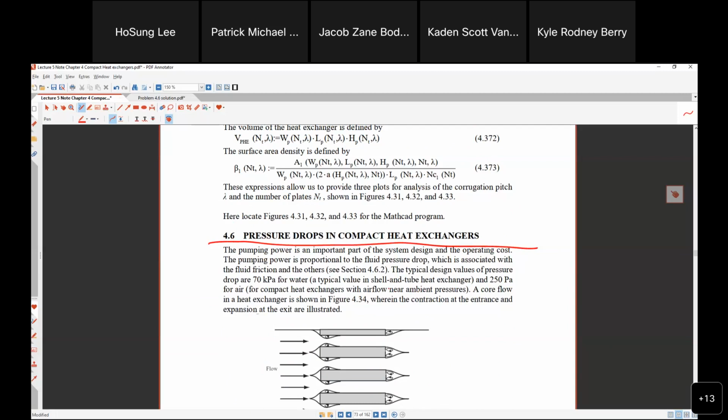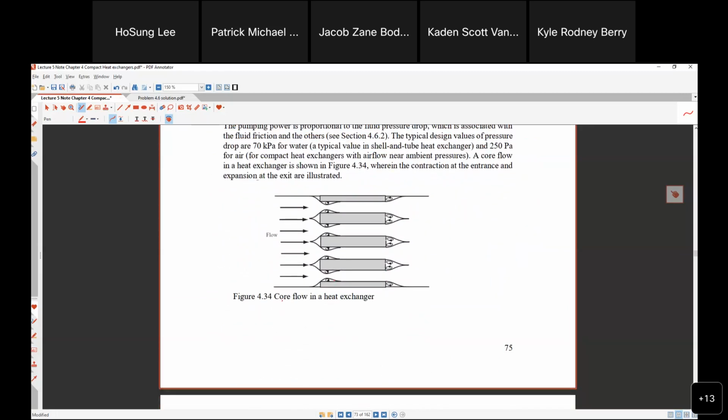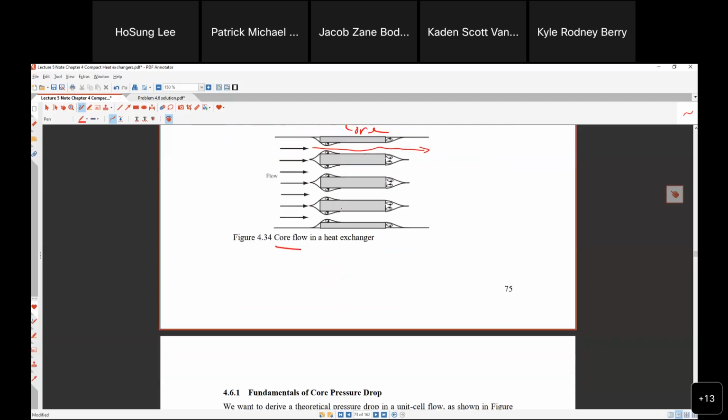Pressure drop, core. Suppose this is the heat exchanger core. The flow comes in, and then it is contracted, then expanded. Look at the flow along the core. That affects the pressure drop.